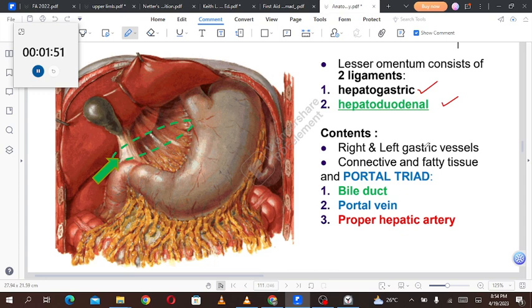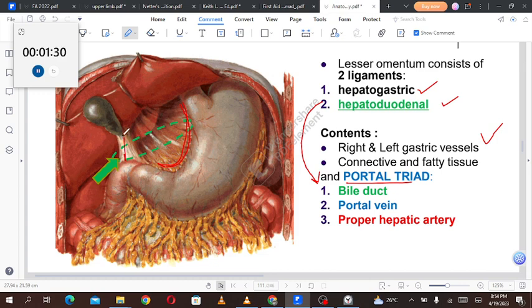Contents: the right and left gastric vessels are present over here on the lesser curvature. They anastomose along the lesser curvature, and the lesser curvature is the site of attachment of the hepatogastric ligament, so they are present inside the hepatogastric ligament. The connective and fatty tissue and the portal triad are present in the hepatoduodenal ligament over here.